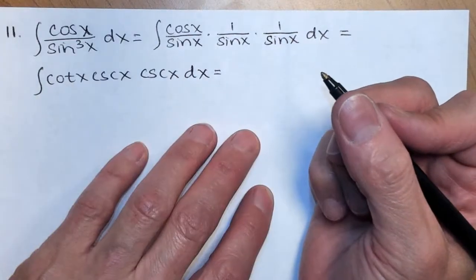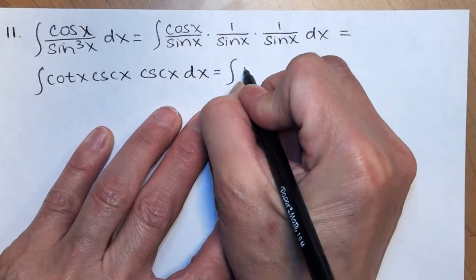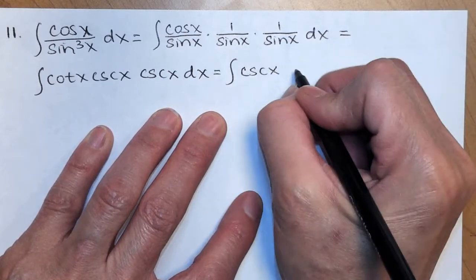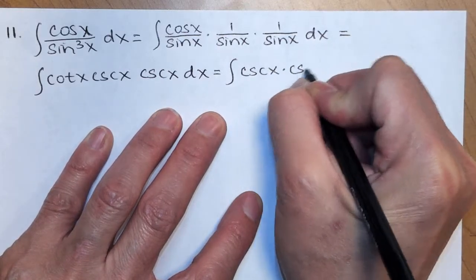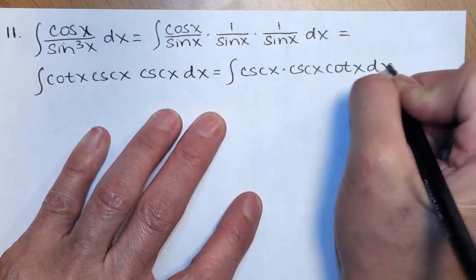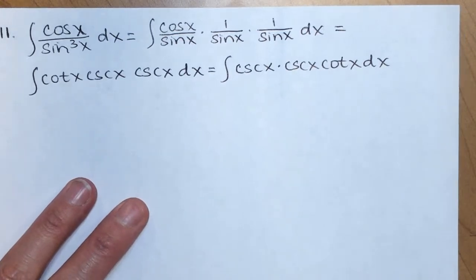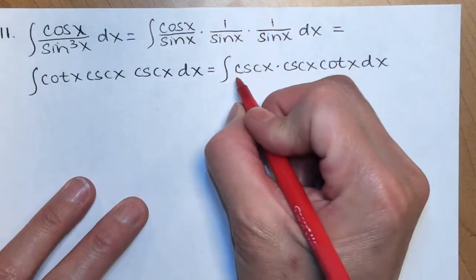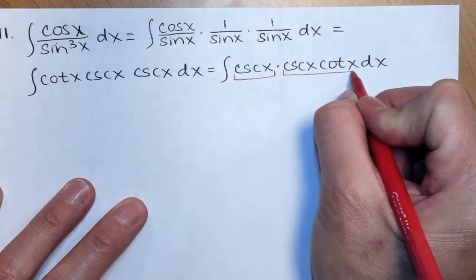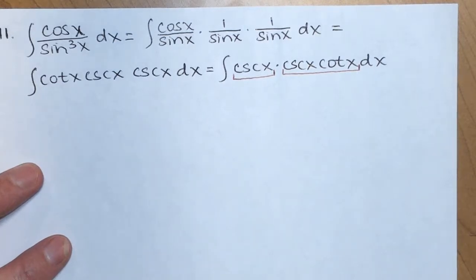I'm just going to rewrite these in a slightly different order. So I'm going to write cosecant first. I'm going to completely flip the order. Cosecant x, then cosecant x, cotangent x, dx. Well, why is that useful? Again, you would really need to know your trig properties for this to pop into your head.